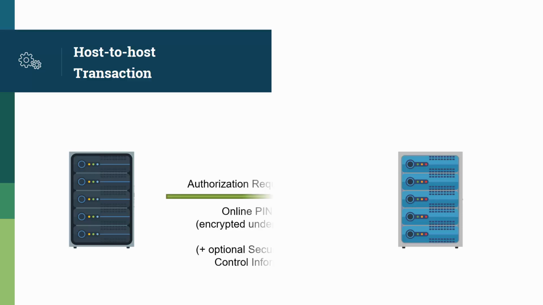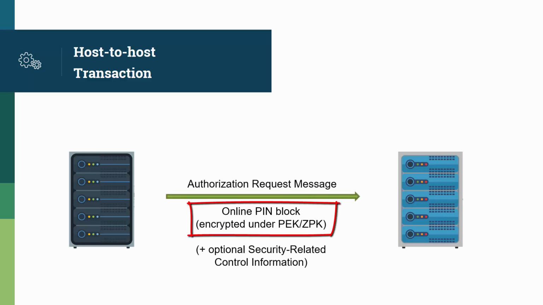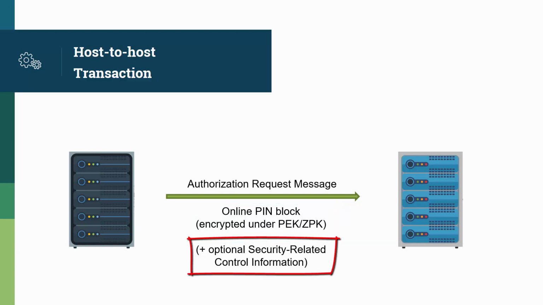Authorization and financial request messages are just sent with their online PIN blocks encrypted under the PIN encryption key. Sometimes an additional field is sent with security-related control information to ensure that the receiver uses the right PIN encryption key, but this depends on the protocol.